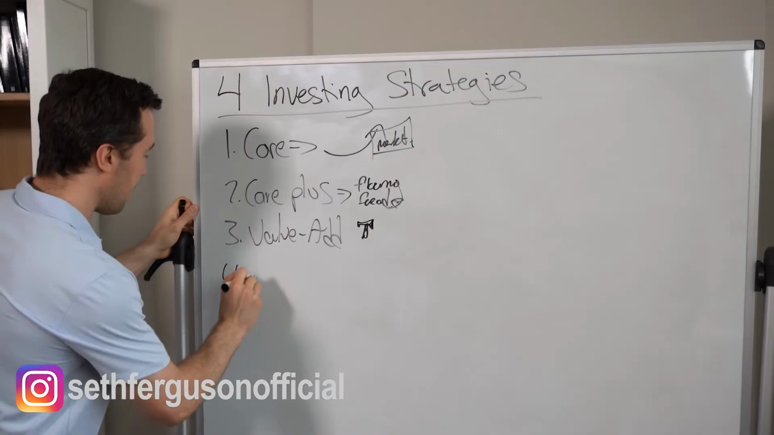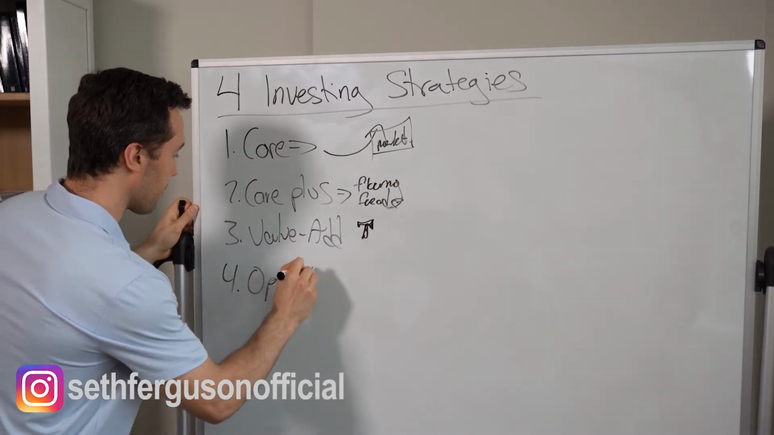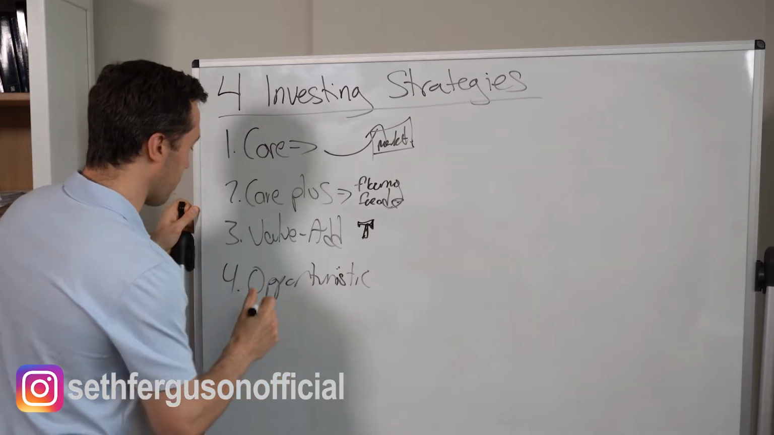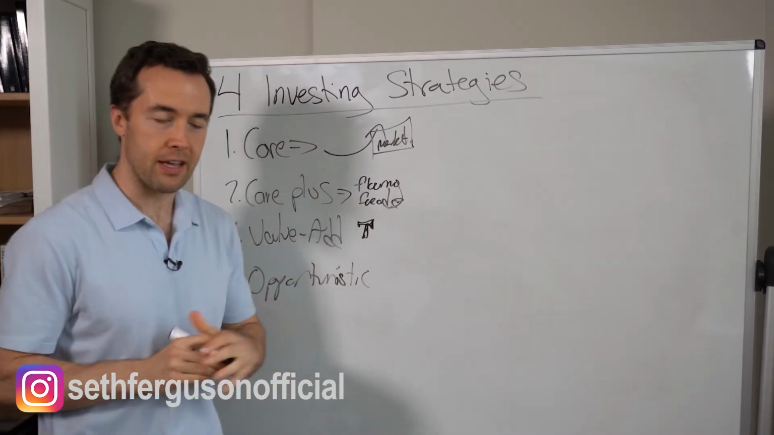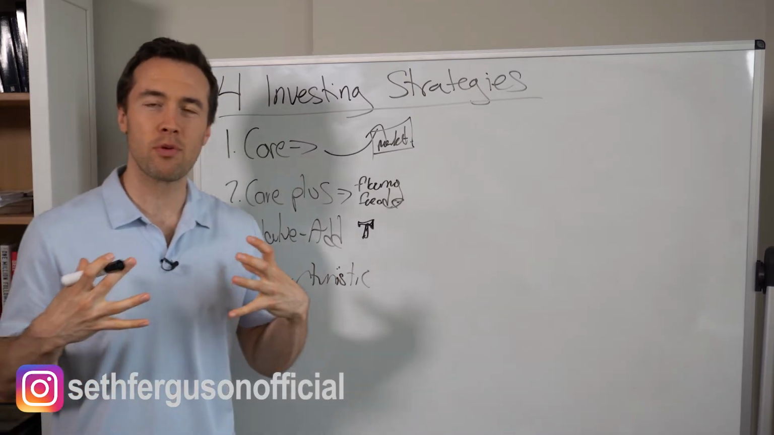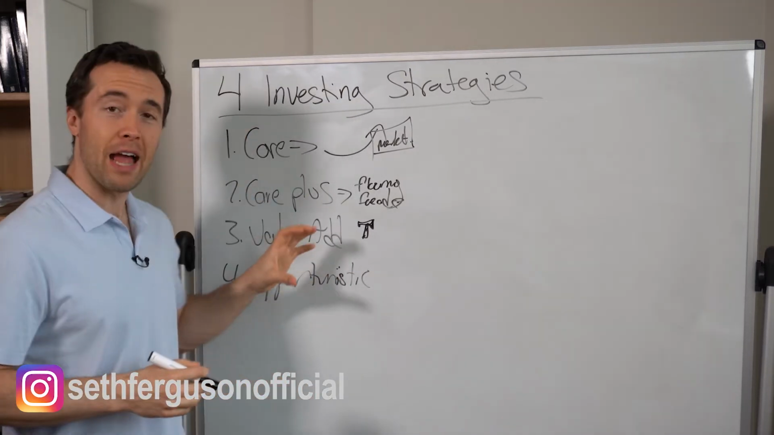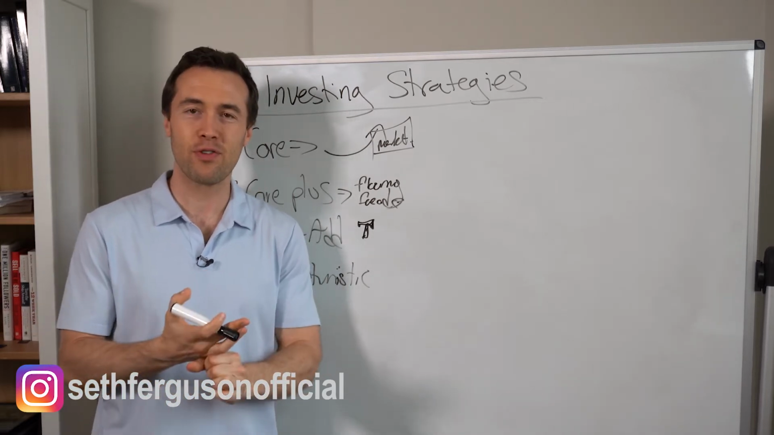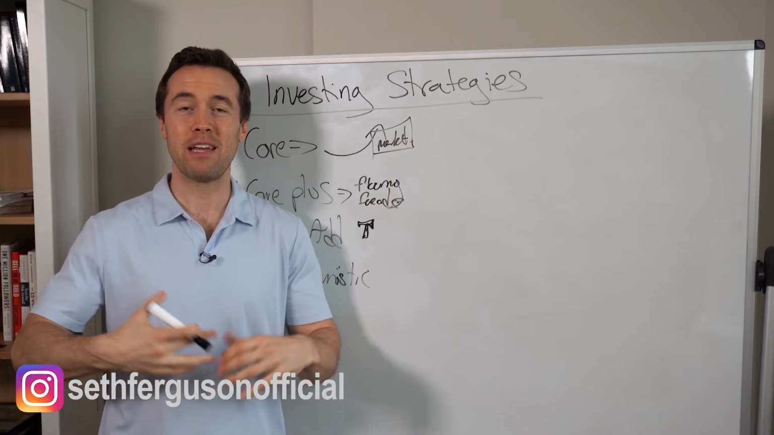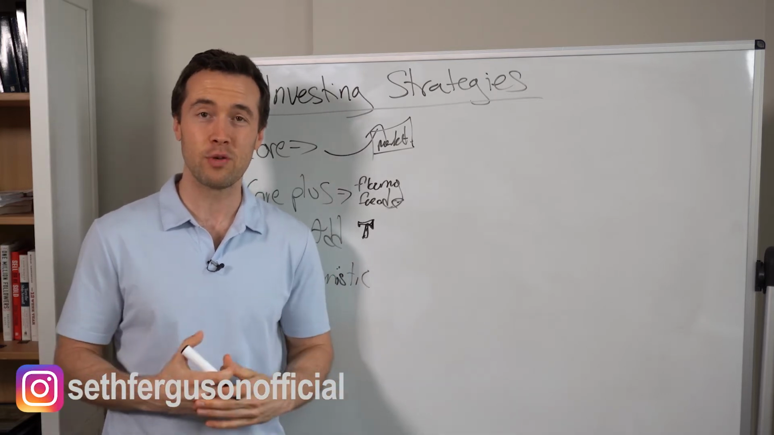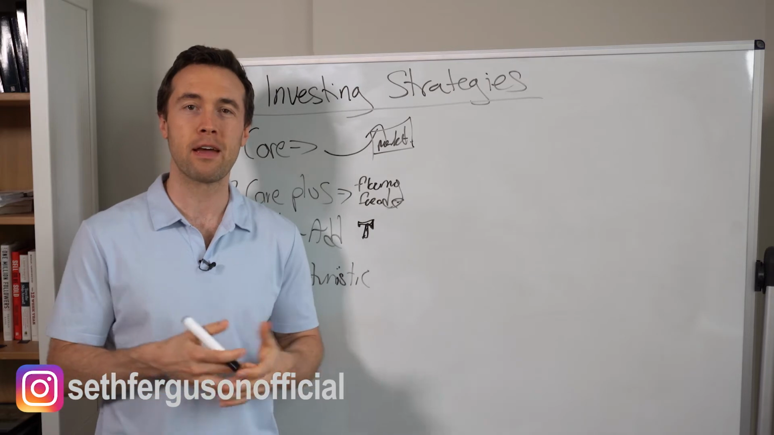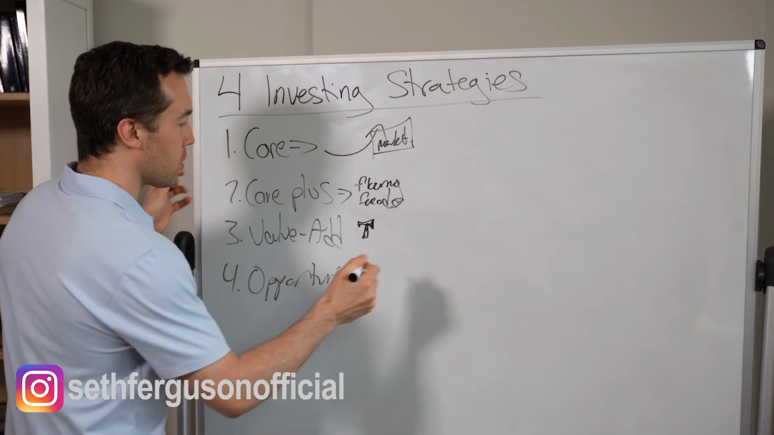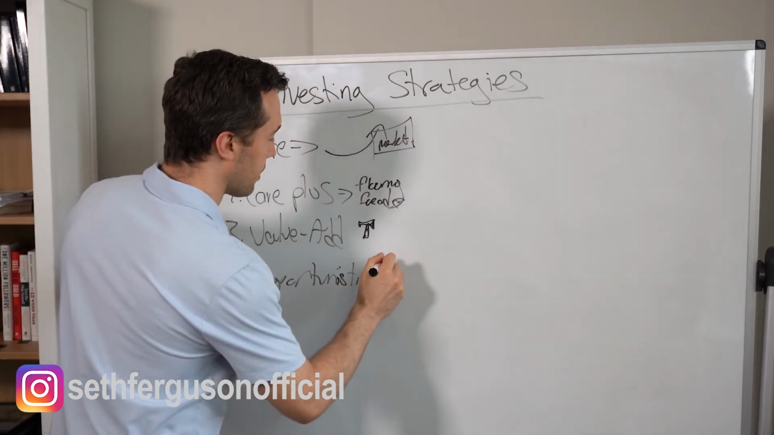And number four is opportunistic. Opportunistic is a catch-all term because it can encompass a number of things. Maybe you come across a distressed asset, and moving in on it would be considered an opportunistic play. It's not cash flowing, it's unstabilized, maybe it has huge vacancy issues and the owner's in trouble, and you pick it up at a discount. That would be an opportunistic play. We'll say distressed.